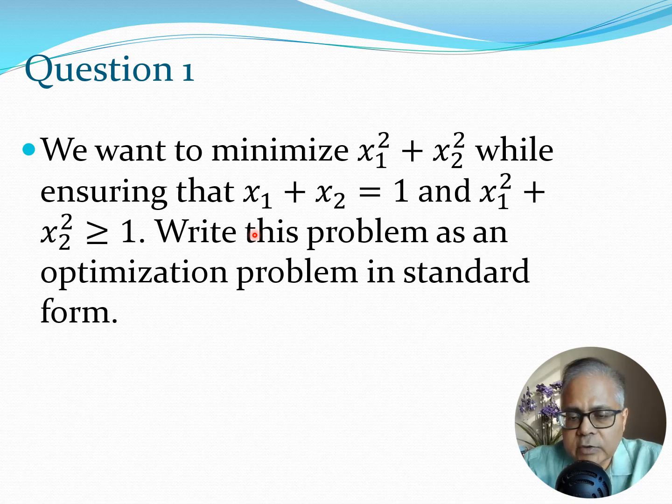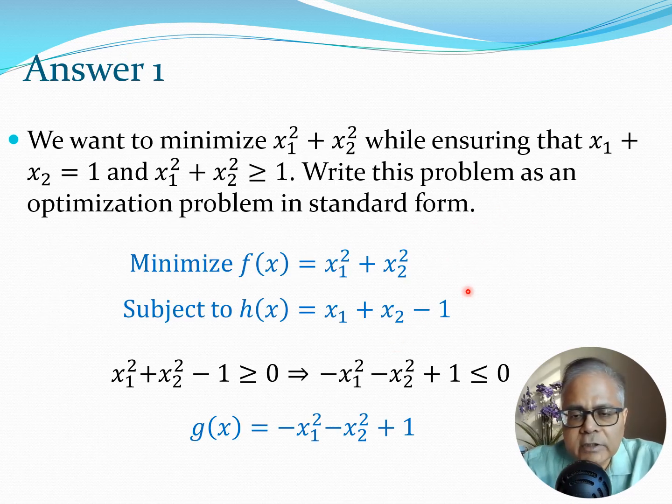Now, of course, you know that what's happening here is that we have an objective function which we want to minimize, and these two expressions represent constraints. So we have an equality constraint and we have an inequality constraint.